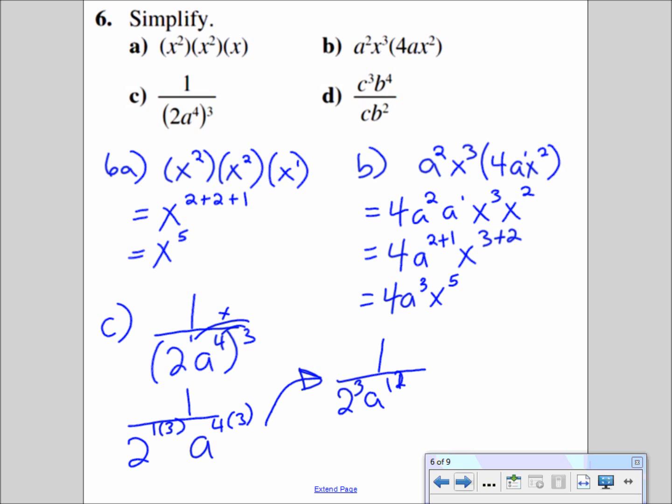That doesn't look like 12, so I'm going to erase and fix this. Okay, now, would I ever leave that 2 to the 3? What is 2 to the 3? 8, right? Everyone agrees with that? So my answer is going to be 1 over 8a to the 12.